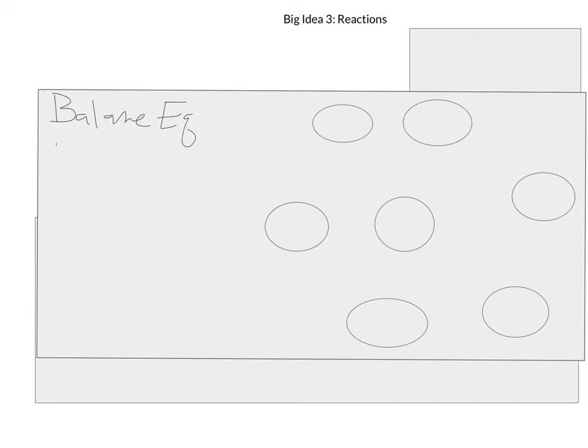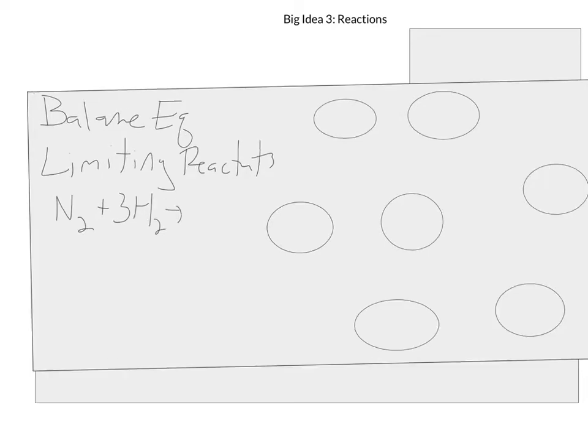And then we need to know how to do stoichiometry, and if we just cover limiting reactants, that will kind of cover everything else. So if we had a balanced equation, let's do nitrogen plus hydrogen makes NH3. Let's make this a little bigger here.